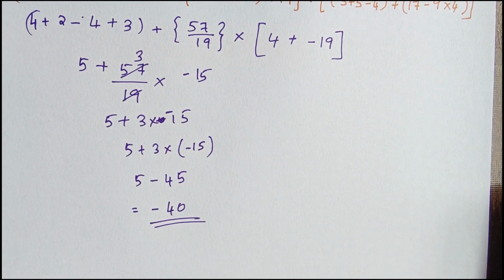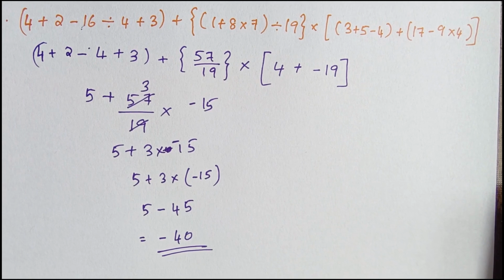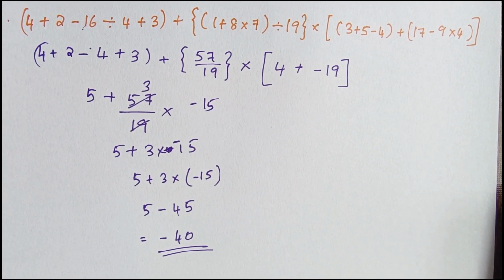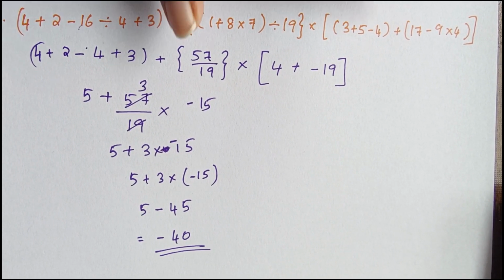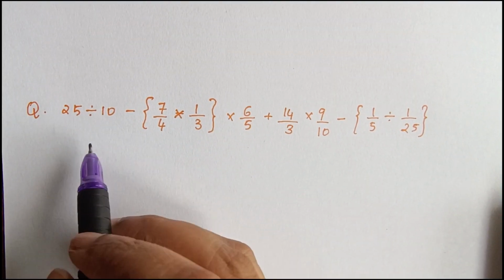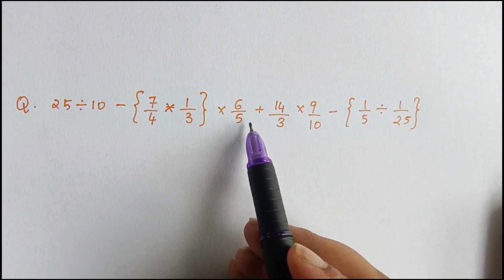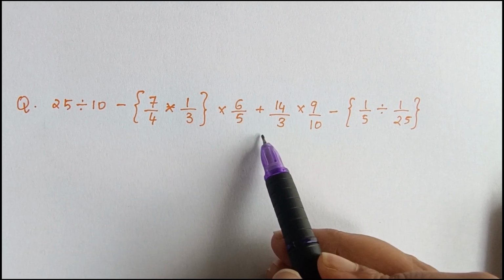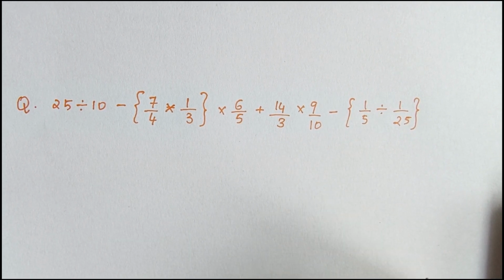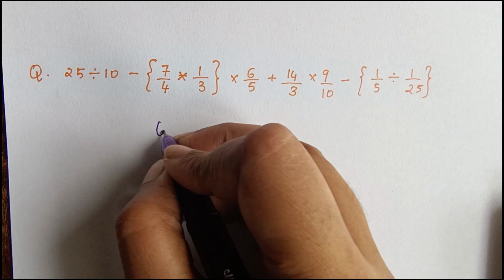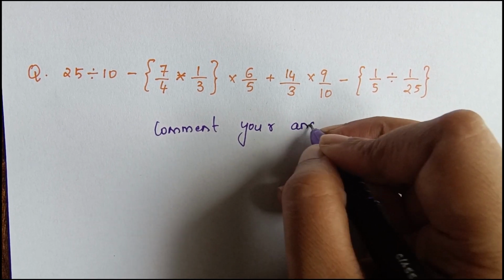So I think now you can solve simplification questions easily if you follow the BODMAS order, and also be careful about the operations. Do not mix them up or miss any of the numbers. As a practice, I am giving you this question: 25 divided by 10 minus curly bracket 7 by 4 into 1 by 3 into 6 by 5 plus 14 by 3 into 9 by 10 minus curly bracket 1 by 5 divided by 1 by 25. Try to solve this on your own and comment your answers so that you get more practice.